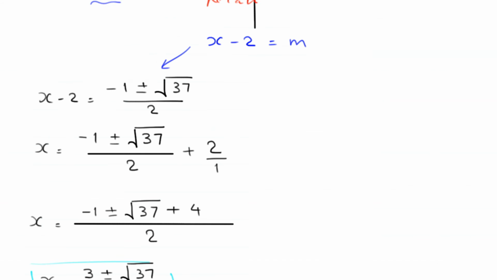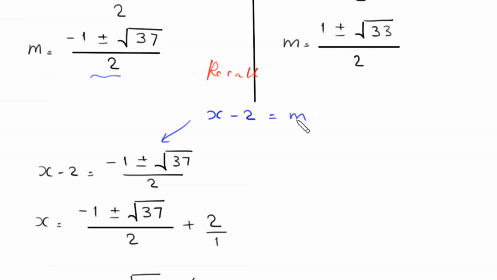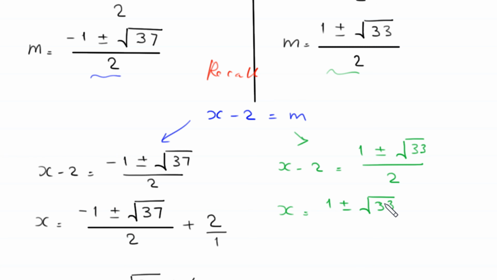Now when m is equal to this value, then this equation will become x minus 2 is equal to 1 plus minus root 33 divided by 2. We move this -2 to the right hand side, then this will become x is equal to 1 plus minus root 33 divided by 2. This -2 will become +2 at the right hand side.